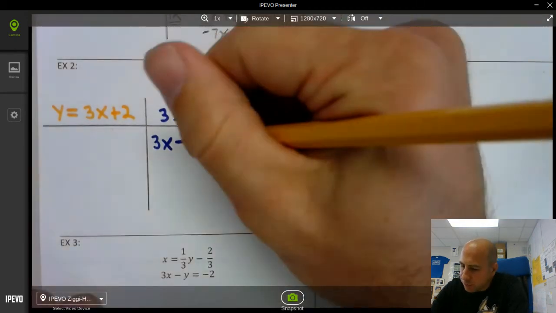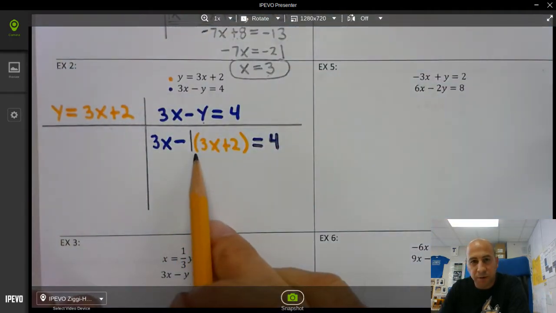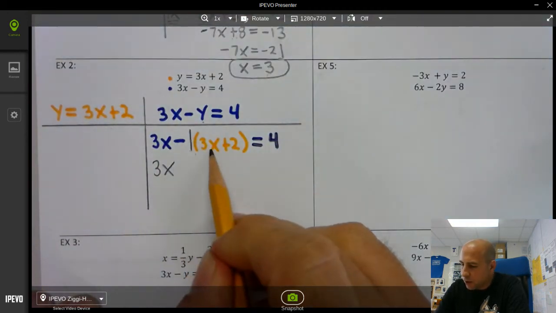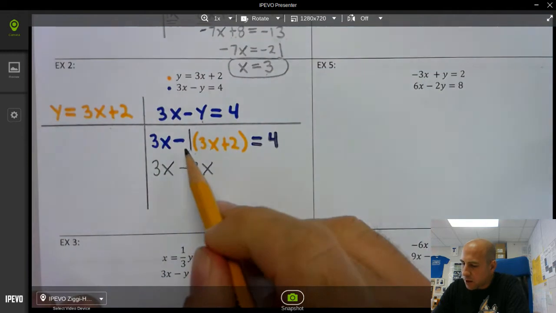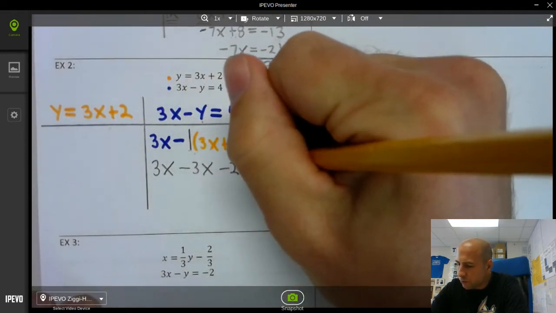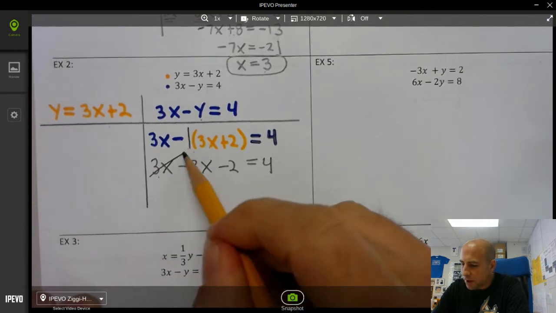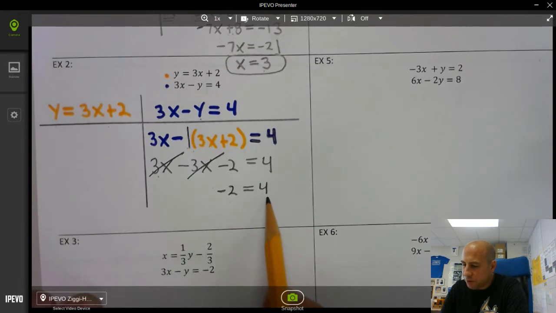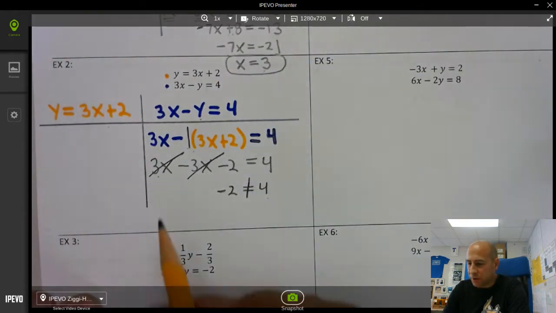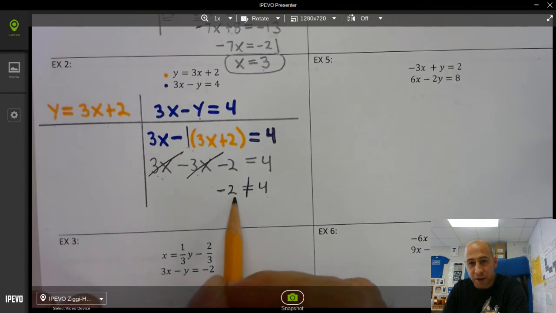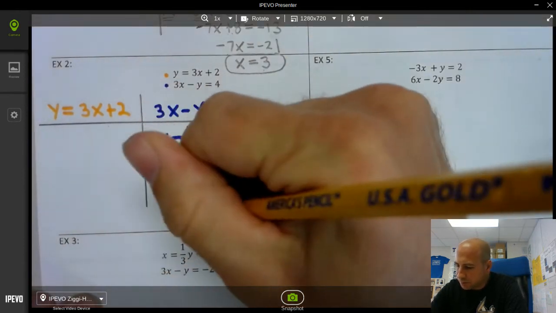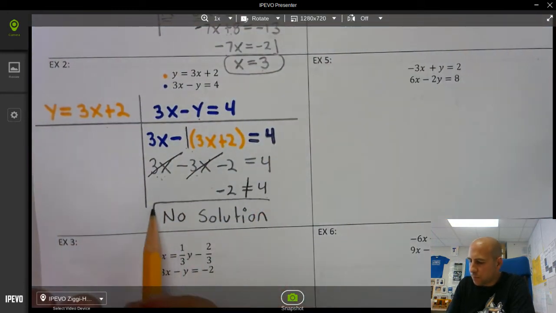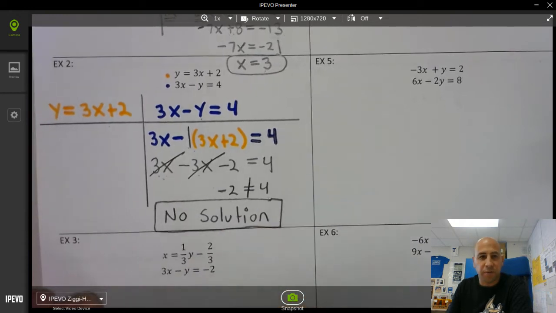So here we have a negative in front of the parentheses. Let's make that a 1. If there's not a number in front of the parentheses, assume it's a 1. In this case, a negative 1. Okay, so we're going to distribute the negative 1. So negative 1 times 3x is negative 3x. Negative 1 times 2 is negative 2 equals 4. Well, 3x minus 3x cancels, it becomes 0, and you get negative 2 equals 4. Negative 2 will never equal 4. And if this ever happens, if the x's or y's are eliminated and you're left with a false statement, it's going to be no solution. All right, so pause a minute and finish up example 2.